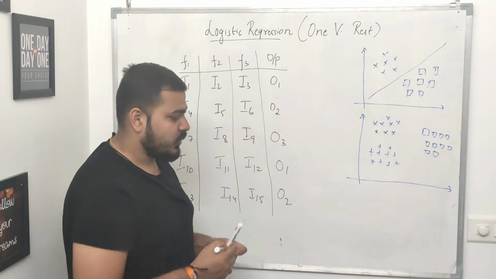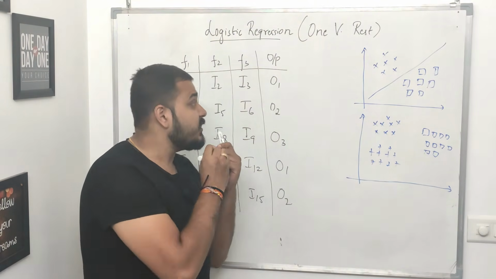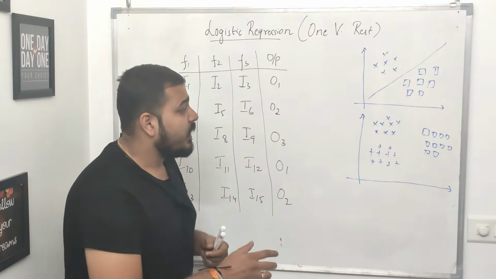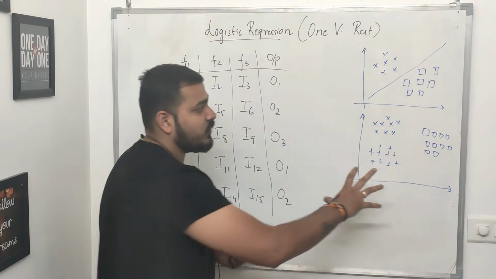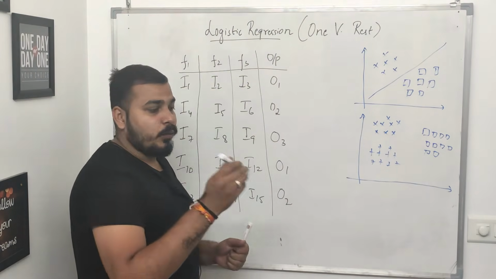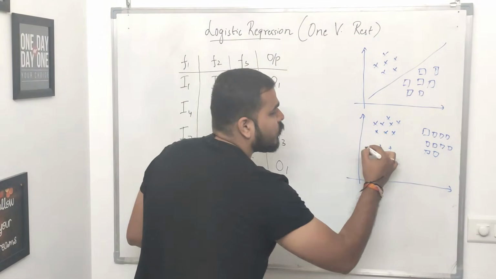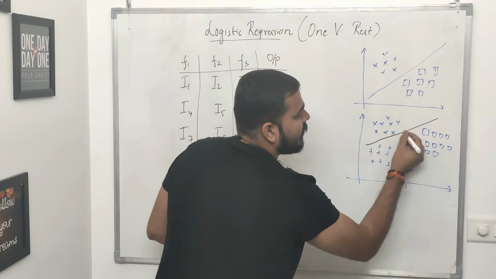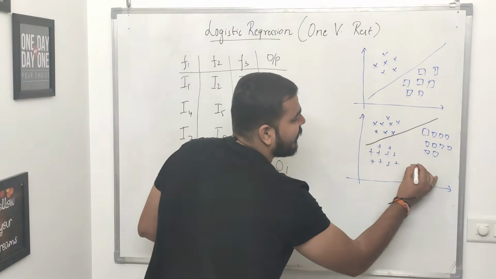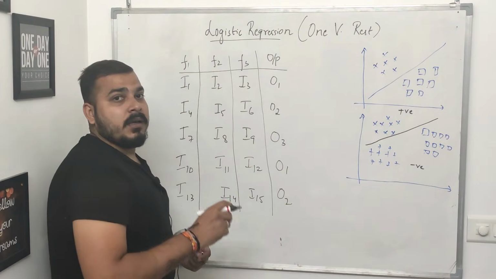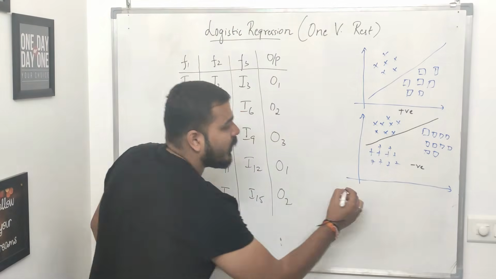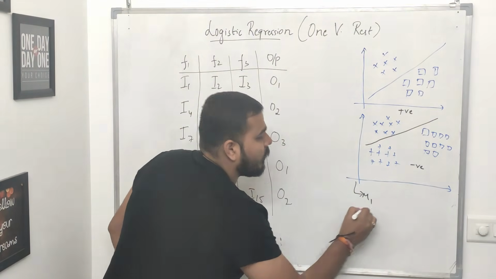Now in one versus rest, the model will try to group two of the categories together. Suppose there are three categories here. At one time, it will group two categories as one category. Suppose these two categories are treated as the negative category, and this category is treated as the positive category. Considering this, the model will create the M1 model.